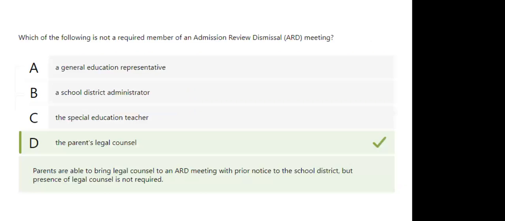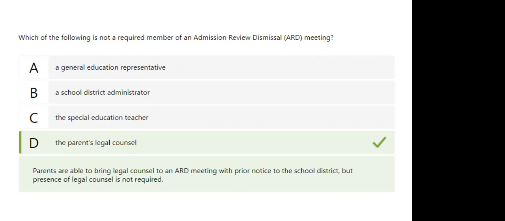You may have guessed it. It's the parent's legal counsel, their preferred attorney, their own personal attorney. The parents are able to bring legal counsel to an ARD meeting, just like they can bring their own legal counsel to an IEP meeting with prior notice, of course, to the school district or to the school, but the presence of a legal counsel is not required. Of course, the general ed teacher, the school district administrator, the special education teacher, those are required members.